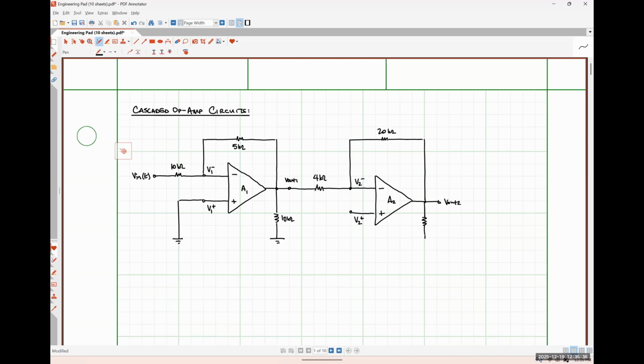Let's throw another load resistor here just for the hell of it. 5 kilo ohms. And I think the last thing I need to do is apply some sort of voltage at that V2 plus pin, and I'm going to just ground that guy as well.